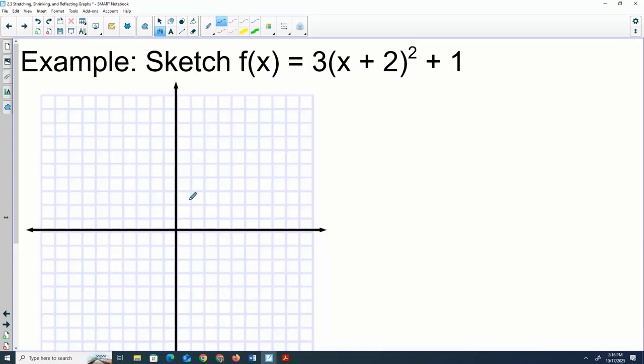I think this is where we left off yesterday. So start with our parent function, x squared. So 0 squared is 0, 1 squared is 1, 2 squared is 4, negative 1 squared is 1, negative 2 squared is 4.